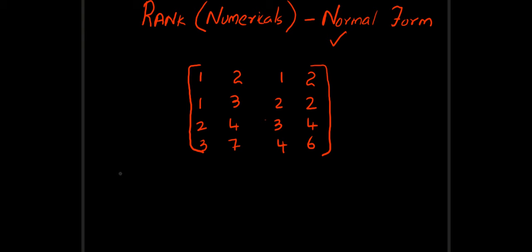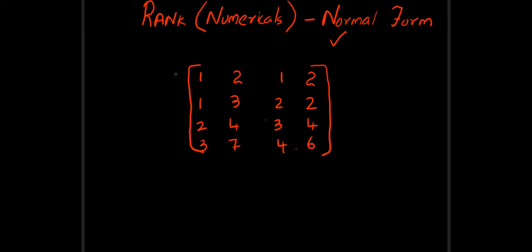We'll start with a 4x4 matrix, and I hope you're all ready with pen and paper. So let's start. Please copy the question. Find the rank of the matrix. I'll give you a few seconds. So it's a 4x4 matrix: 1 2 1 2, 1 3 2 2.